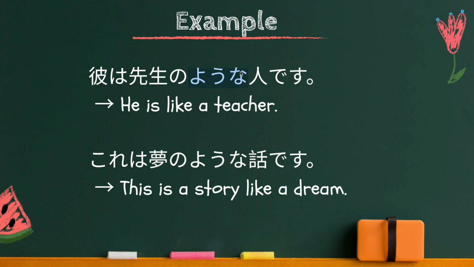Another example. This is a story like a dream. これは夢のような話です。Noun のような another noun. So again, this part is modifying this noun, so it functions just like an adjective.